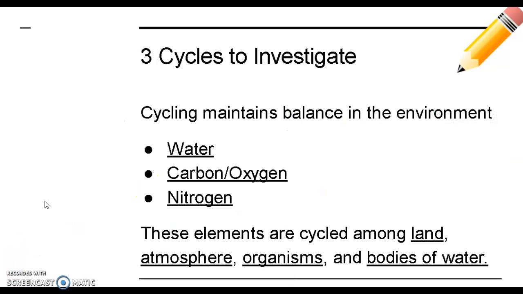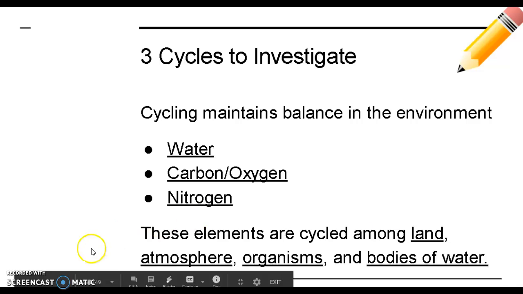So the 3 cycles that we are going to investigate are water, the carbon and the oxygen cycle, they go hand in hand, and the nitrogen cycle. Cycling of these materials maintains balance in the environment. And these elements are cycled among land, the atmosphere, living things, and bodies of water. These are known as sinks. So you might have a carbon sink or something, areas where these different elements or molecules are stored.